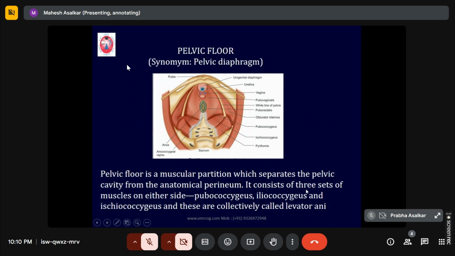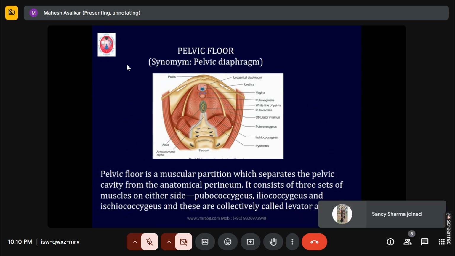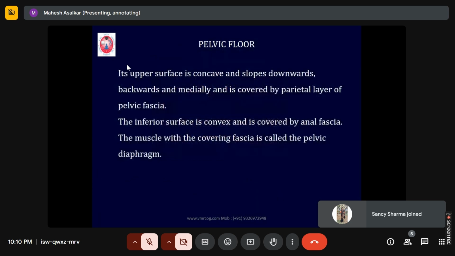It consists of three sets of muscles on either side: pubococcygeus, iliococcygeus, and ischio-coccygeus. So you have pubococcygeus, you have ischio-coccygeus, and you have iliococcygeus. These are the three parts, and collectively it is called the levator ani.